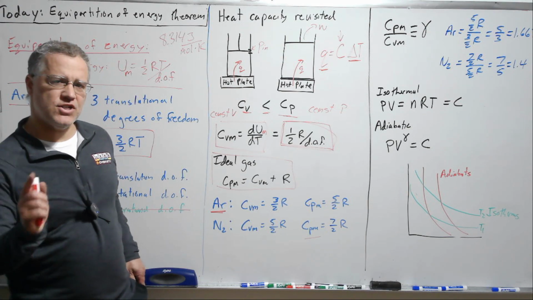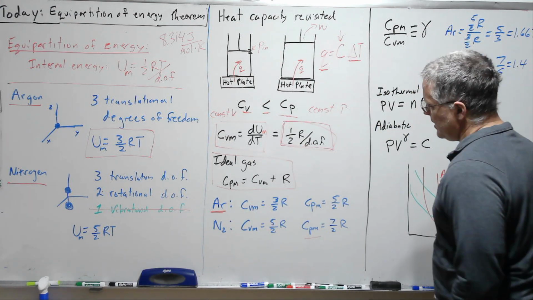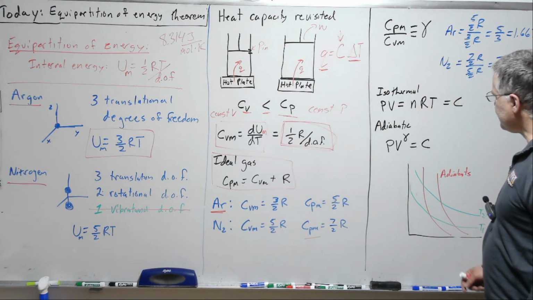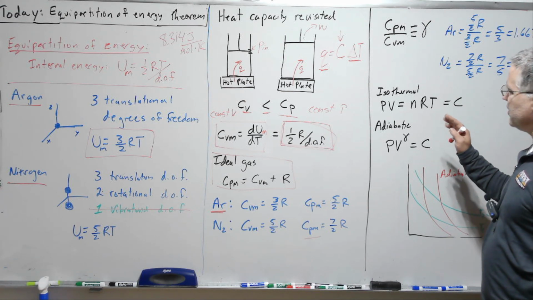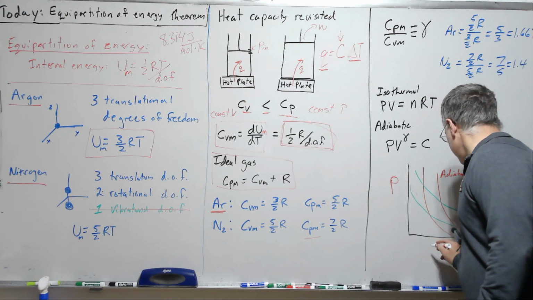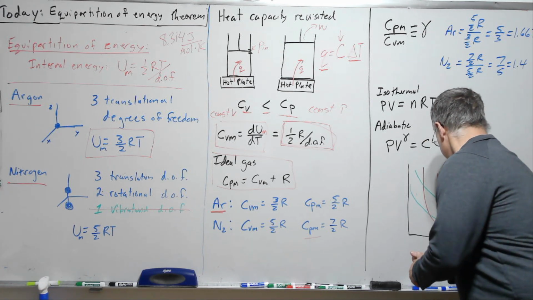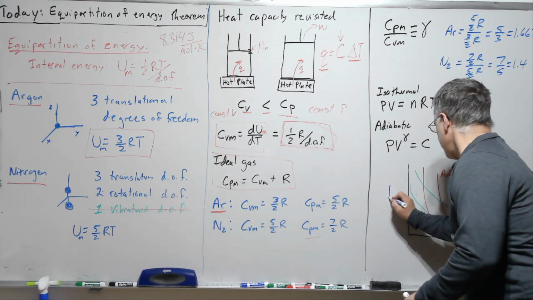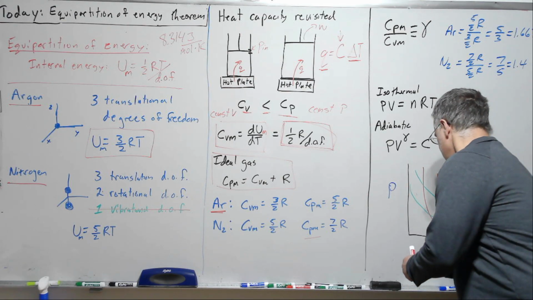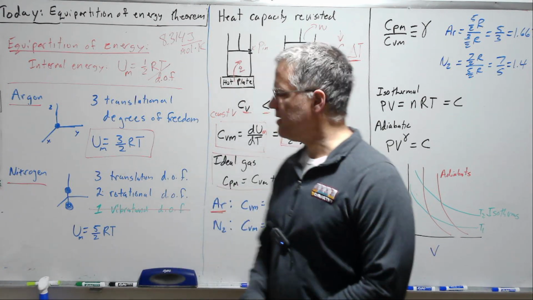All right, let's go just one step further and talk about types of relationships between pressure and volume. So we're going to make a graph here of pressure versus volume. Let me make that in blue here. And then we're going to plot the behavior of that for an ideal gas.